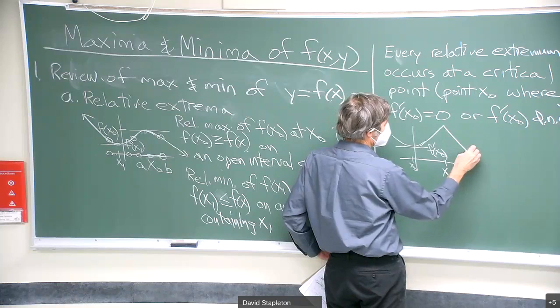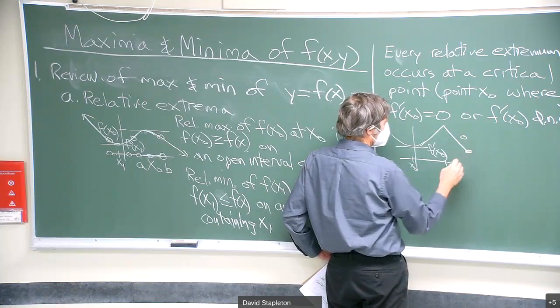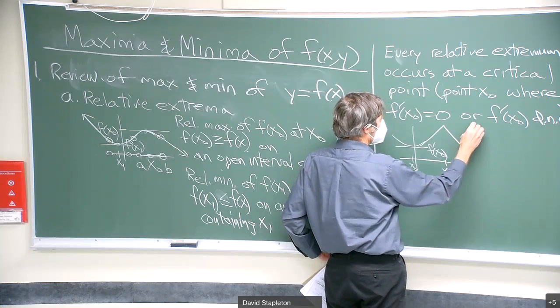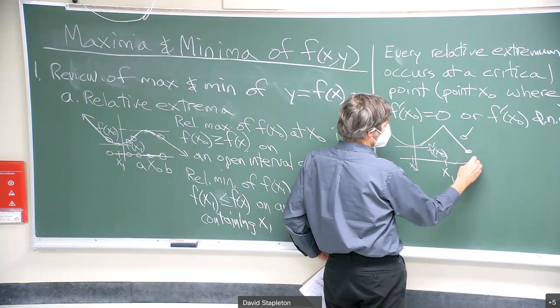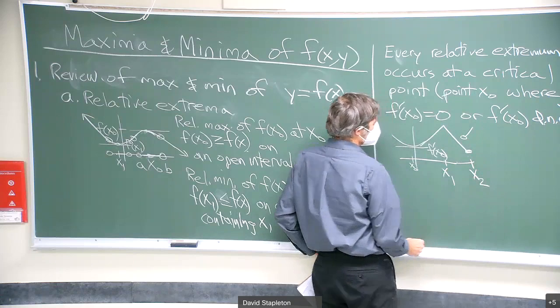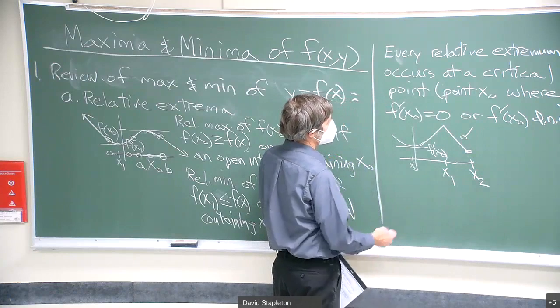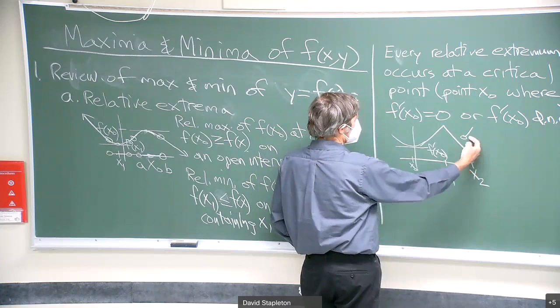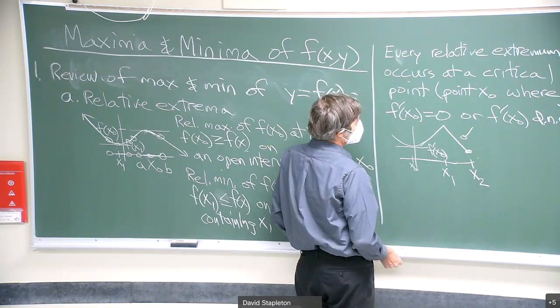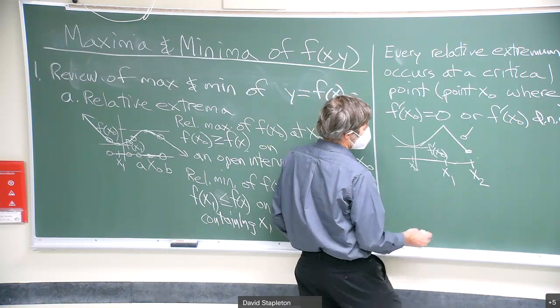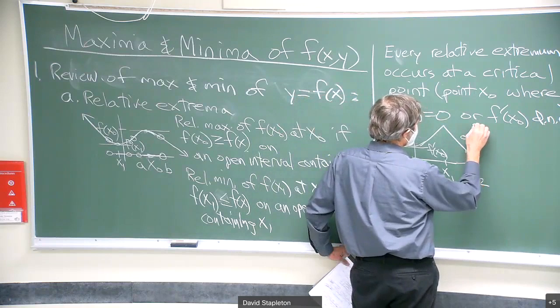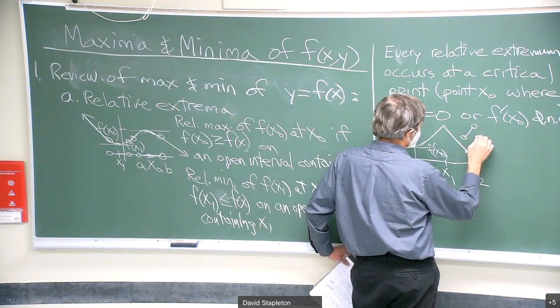Or it might be something like this. Here's a relative minimum at this point, x2. But every relative min and max occurs at a critical point. Here's a point where the derivative doesn't exist because it's discontinuous, right? However, we have this unfortunate situation. We can have it go up to a point like this and jump down here.